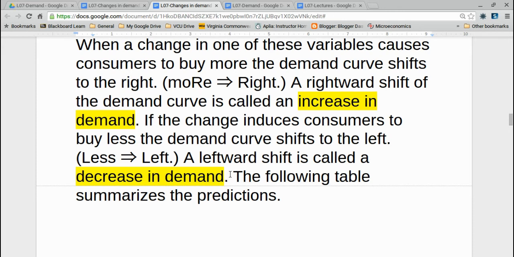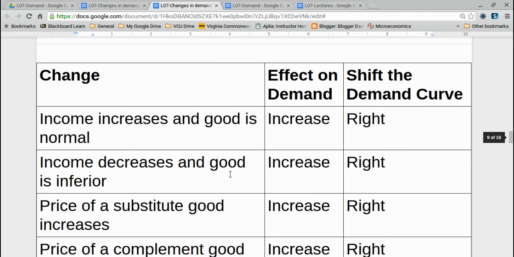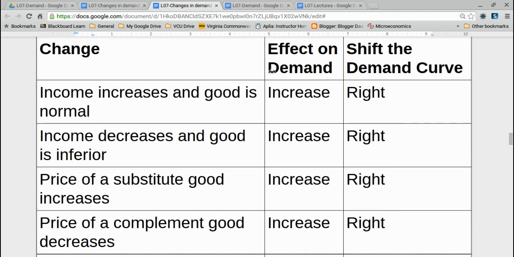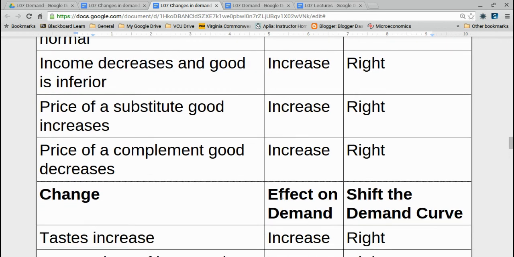The following table summarizes our predictions. We've got a column for the change, the effect on demand, and how the demand curve shifts. If income increases and demand is normal, demand will increase and the demand curve shifts to the right. If income decreases and the good is inferior, demand increases and the demand curve shifts to the right. Price of substitute good increases, demand increases, the demand curve shifts to the right. And as the price of a complement good decreases, the demand increases and the demand curve shifts to the right.